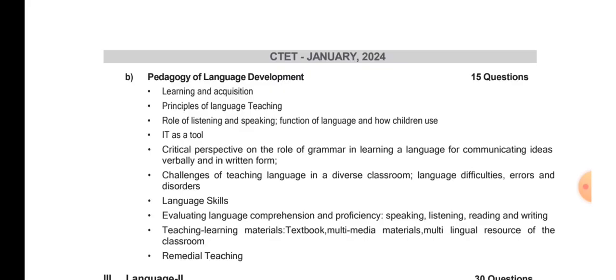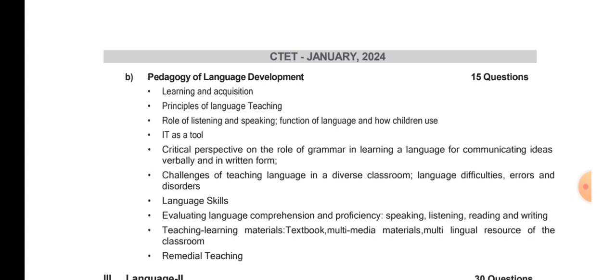So, critical perspective on the role of grammar in learning a language for communicating ideas verbally and in written form. Now, what are the different perspectives on the role of grammar? So you know that whenever we are trying to learn any language, grammar is very much important, right? We should know how to connect the sentences. We should know what we are talking about. We should know how to frame a question. We should know how to make an interrogative question, how to ask questions, how to say a statement, how to maintain our tone, how to maintain our dialogues or whatever we are doing. So grammar plays a vital and crucial role in the process of learning languages.